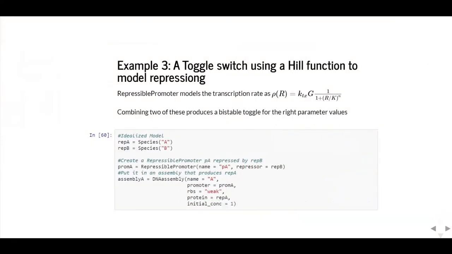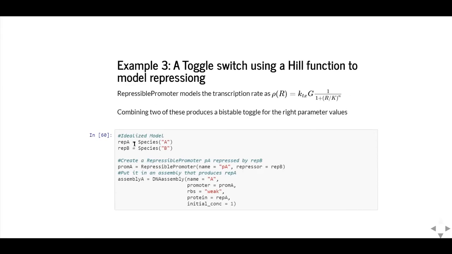So a third example is this toggle switch example, just to show you how promoters work. I've shown you DNA assemblies before where I said my promoter was maybe weak. You can also make promoter objects. If you look at, I think the Jupyter notebook number 4, it talks about gene regulatory networks. There's a whole bunch of promoter models built into BioCRNpyler for different things. Repressible promoter uses a Hill function to model repression.